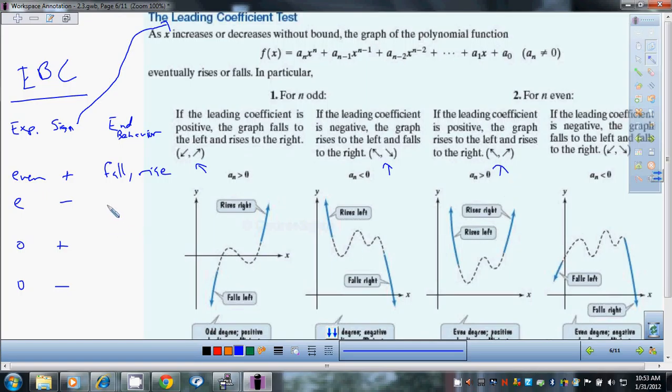Even negative, it's going to do just the opposite. Rise to the left, fall to the right. Another way I might do this would be negative infinity, positive infinity, because they're all going to be infinities. Positive infinity to negative infinity.